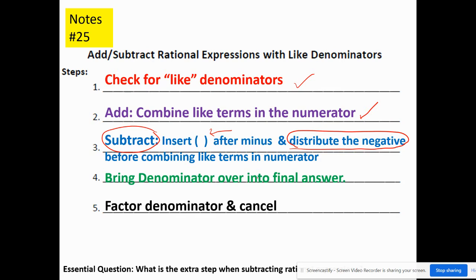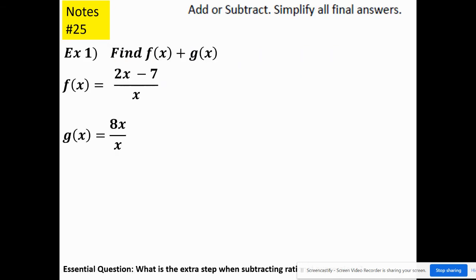Make sure you always bring your denominator over into the final answer. That's like what I just did, 7, 7, 7, right? And at the end, we're just going to factor and cancel, which we've been doing already. So let's get started. What I'd like you to write down right now for your notes is this right here. Write that down. Hold off on the problems. Write down, find f of x plus g of x.